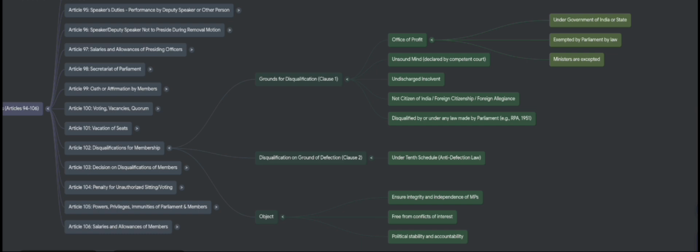And Clause 1 mentions another category of disqualification under any law made by Parliament. This gives Parliament flexibility to add more grounds, I imagine.